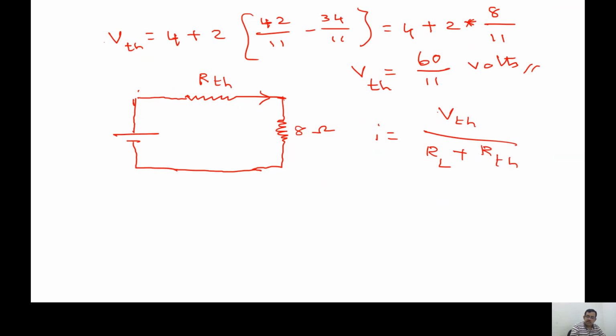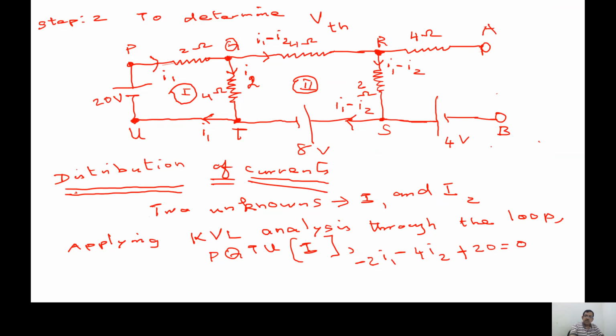Now RTH is the equivalent resistance, so let us look into this circuit. To find the equivalent resistance, what you need to do is... sorry, I correct it, it is not shorting. I just put an ohm meter across AB, across the passive components, assuming the voltage sources are ideal, which means zero internal resistance.